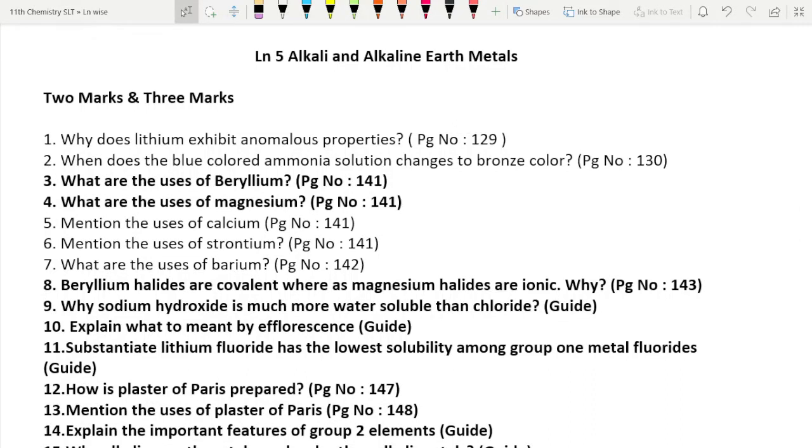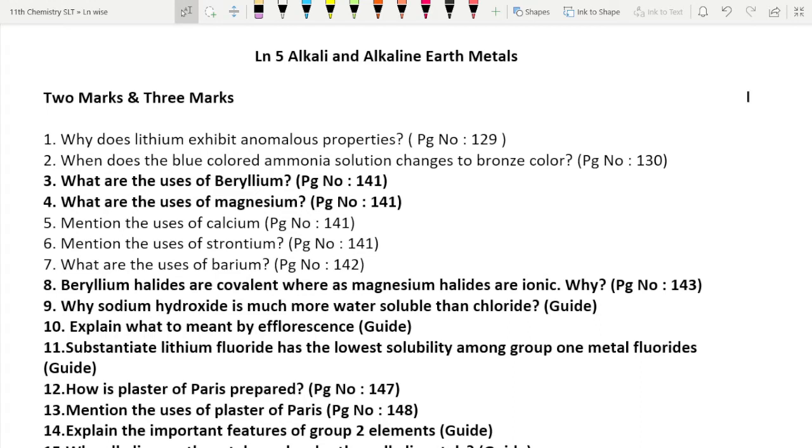So in the video, lesson number 5, alkaline earth metals, very important questions, let's see. So first, let's see the 2 mark and 3 mark questions. First question: why does lithium exhibit anomalous properties? It is on page number 129. When does the blue colored ammonia solution change to bronze color? Page number 130. It is in bold, so very important.